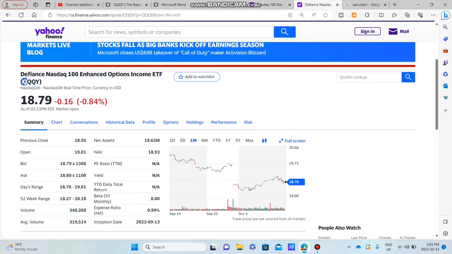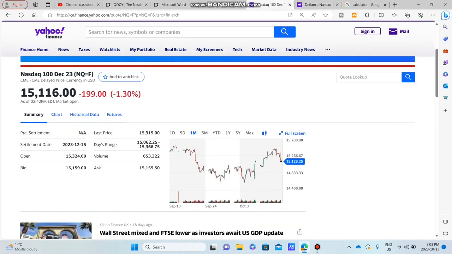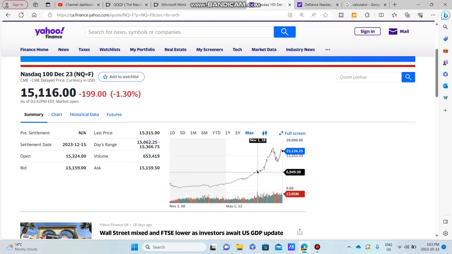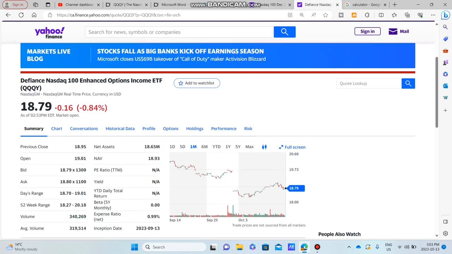And so with QQQY, if the Nasdaq 100, which is an index that doesn't have too much volatility, is able to slowly appreciate over time like it has, as you can see on the 5-year chart and its max history chart, I think that'll work out really good for QQQY.